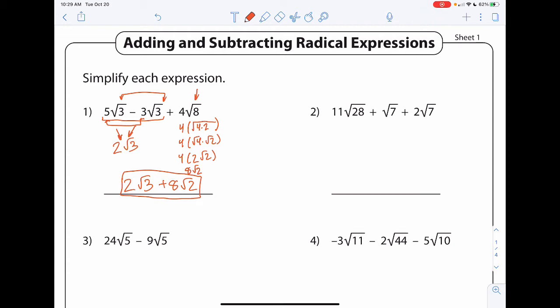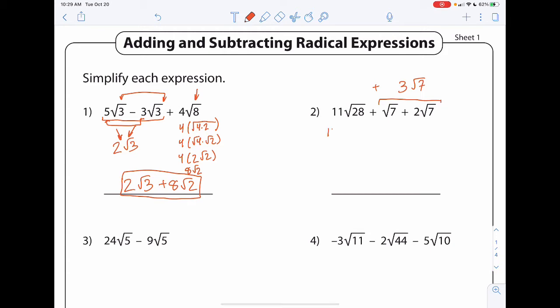So let's look at number 2. 11 radical 28 plus 1 radical 7 plus 2 radical 7. Well, I can see right away that these are going to combine, and this is going to be 3 radical 7. That's really nice. But the one on the left side is not a radical 7, so maybe I could make it. Maybe I can't. Maybe it's like number 1 where I can't, but I'm going to try to make it like a radical 7.